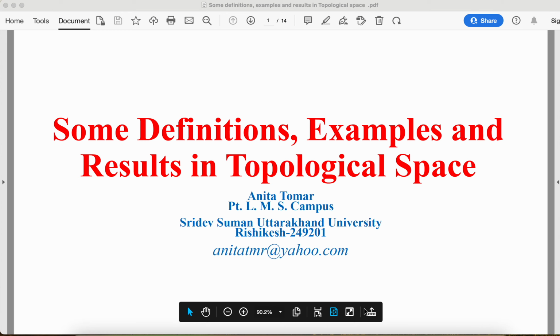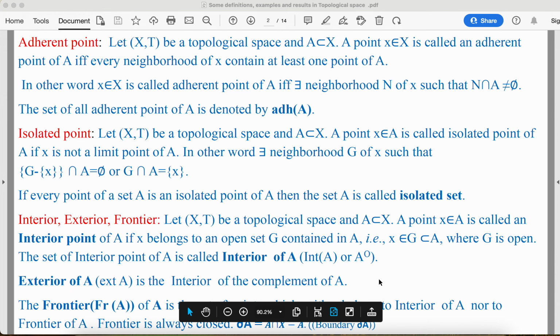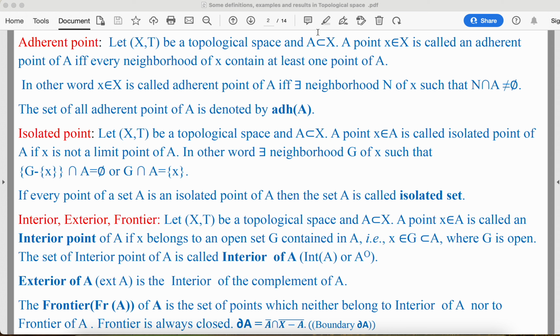Today we will study some more definitions, examples and results in topological space. So the first definition is adherent point. Suppose X is a topological space and A is a subset of X. Then a point x belonging to X is called an adherent point of A if and only if every neighborhood of x contains at least one point of A.